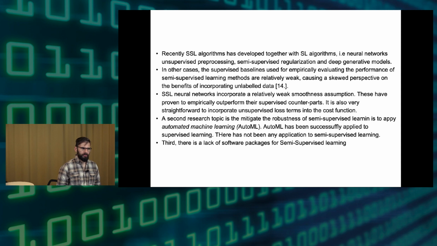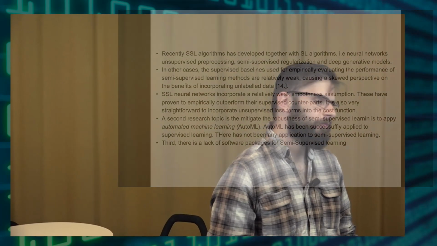And a second research topic, to improve the robustness of semi-supervised learning, is to also apply automated machine learning to it. AutoML has been successfully applied to supervised learning, but there have not been any applications to semi-supervised learning whatsoever, probably because there's no software for it. So that's it for me, I think. In the future, I'm going to look more into deep semi-supervised learning, and I have found some very interesting algorithms that require very few labels and have very good accuracy. But that's for the future.